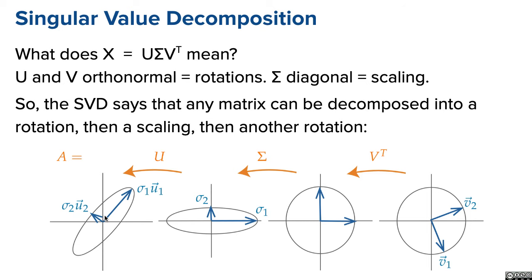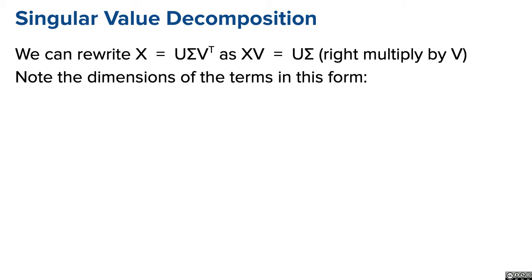Okay. So these are all the pieces that I have. And it turns out that this decomposition is really useful because we can rewrite that expression up top, X equals U sigma V transpose. And what we can do is right multiply by V. So I'm going to take both sides and multiply by V. Now, on the left-hand side, I'm going to have X times V.